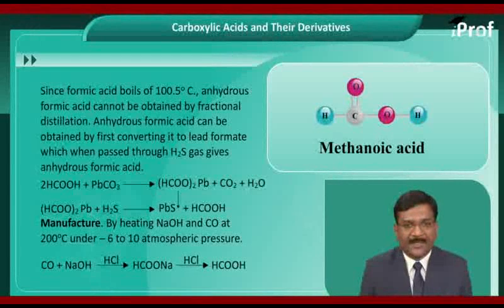Formic acid reacts with lead carbonate to give lead formate, along with the liberation of carbon dioxide gas and water. This lead formate, when it reacts with hydrogen sulfide gas, gives lead sulfide as a precipitate and formic acid.